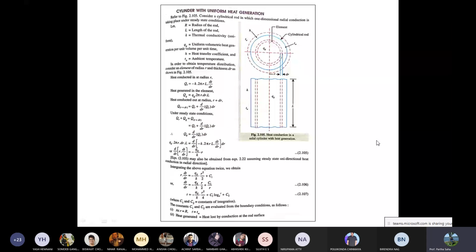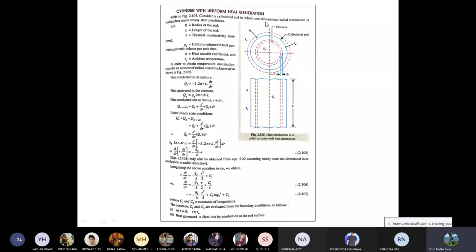So actually the concept is very similar for heat conduction through a cylinder. The only thing we have to consider is that there is a heat generation, right? So in order to derive the expression, we have assumed cylindrical rods with one-dimensional radial conduction. So the heat is conducting in the radial direction. Okay, nothing across the length.